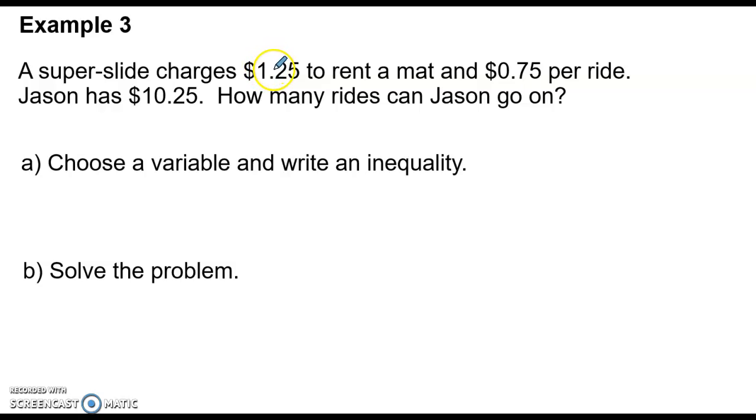In example 3, we have a word problem. A Superslide charges $1.25 to rent a mat and 75 cents per ride. Jason has $10.25. How many rides can Jason go on? Well, first of all, we're going to let R represent the number of rides.